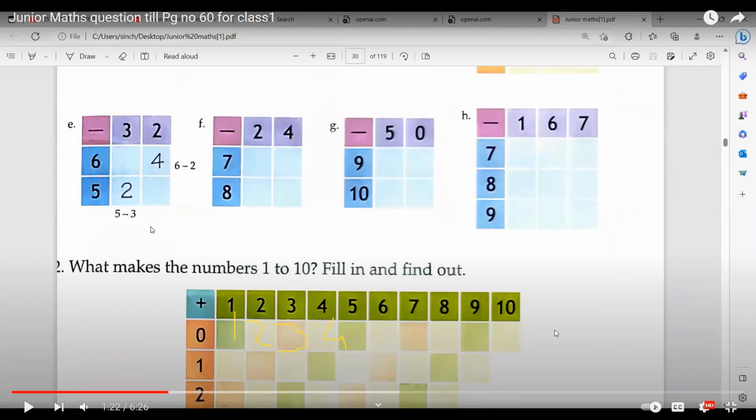The next one. Zero plus 5 is 5. 0 plus 6 is 6. 0 plus 7 is 7. 0 plus 8 is 8. 0 plus 9 is 9. 0 plus 10 is 10. Very good. Excellent, beta. Now do the next blocks. This one. Whatever answer you write, Dattatreya, just explain it. Why you are writing that answer? Justify your answer.